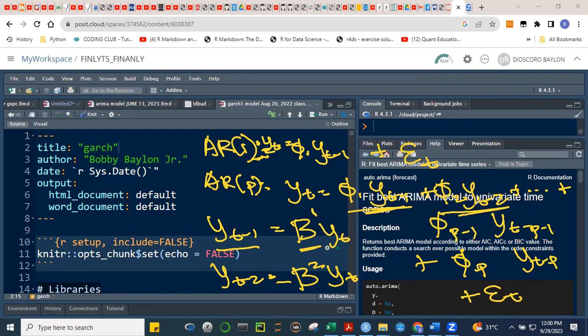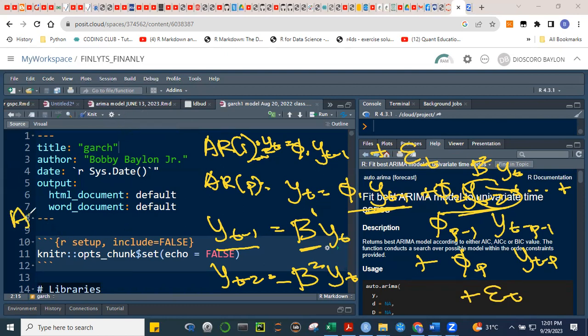So pareho lang yan kasi you might see in other instances, itong y sub t minus 1, papalitan ng B y sub t. Ito papalitan ng B squared y sub t. Itong y sub t minus 3 papalitan ng B to the third y sub t. And then you can actually factor out yung B, di ba? Pwede natin ma-factor out yung B para magkakaroon ka ng parang polynomial equation. Okay, and you can now solve for the coefficients of your B. Pwedeng gamitin yun.